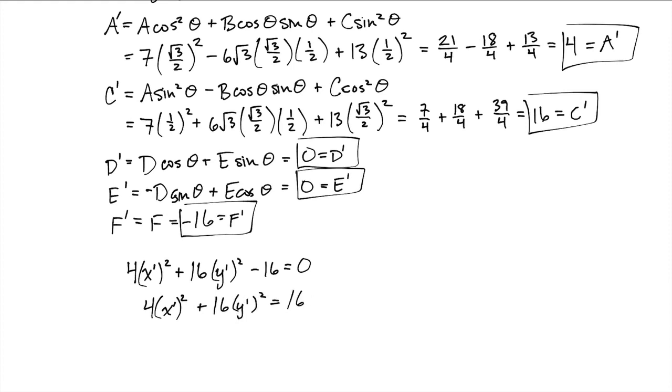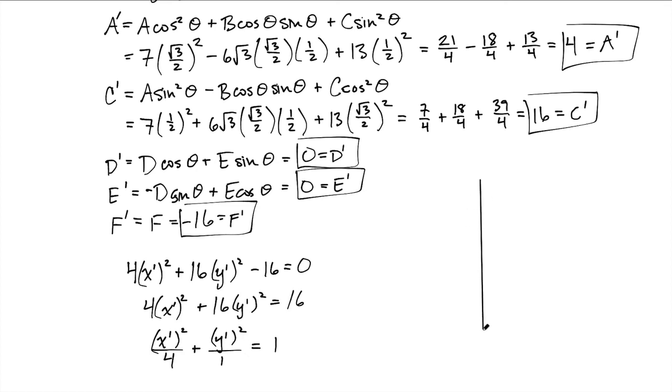We know that the standard equation of a conic, we want it to equal 1. And so now we divide both sides by 16. We get x prime squared over 4 plus y prime squared over 1, just to have that in our kind of standard form, equals 1. We recognize this as an ellipse. This is an ellipse that I can draw.